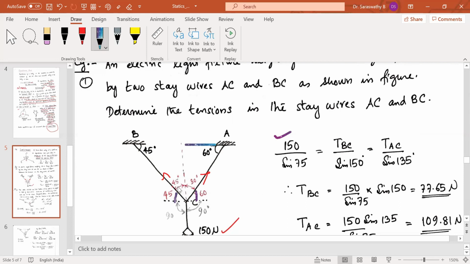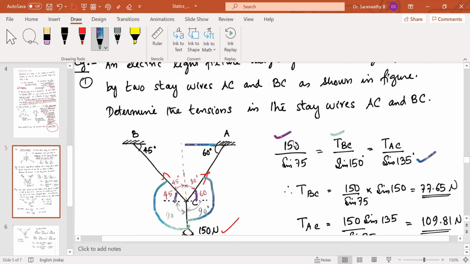So 150 by sine 75, first one, is equal to tension in CB, or BC, this line, divided by sine of the angle between this and this. What is that? This is 90 degree, this is 60 degree. So it is 150 degree, 90 plus 60 is 150. Now, tension in CA, or AC, divided by sine of this angle. What is this angle? If this is 45, this is 90, so it is sine 135.